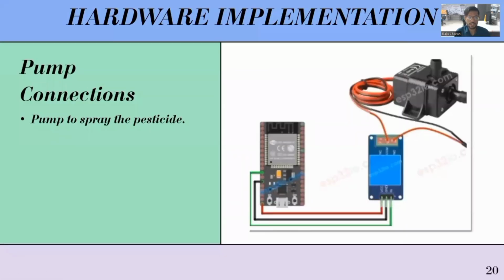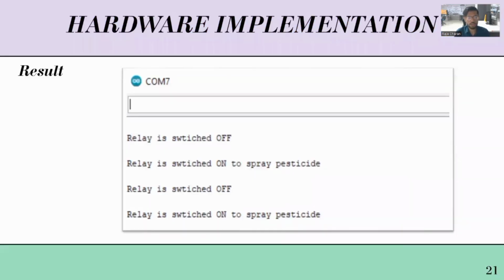So here is the other connection of the pump. I already said that we used a single channel relay module to control the pump, because we are operating the pump on 12 volt, and 12 volt can be controlled through a relay module. So we connect the relay module with the ESP32 for controlling the pump. This is the result of the pump: when we switch off the relay, the pump is off, and when we switch on the relay, the pump gets on, and we are ready to spray the pesticide.